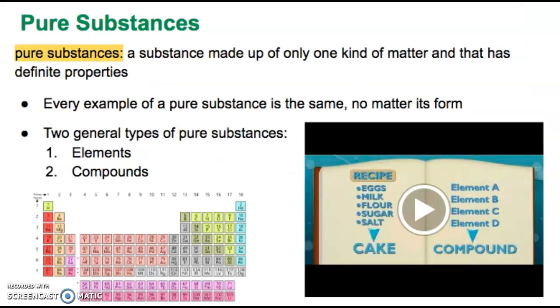Opposite our mixtures, we have pure substances. A pure substance is made up of only one kind of matter, and it has definite properties associated with it. Remember that we have two different categories of pure substances, the first being elements and the second being compounds.